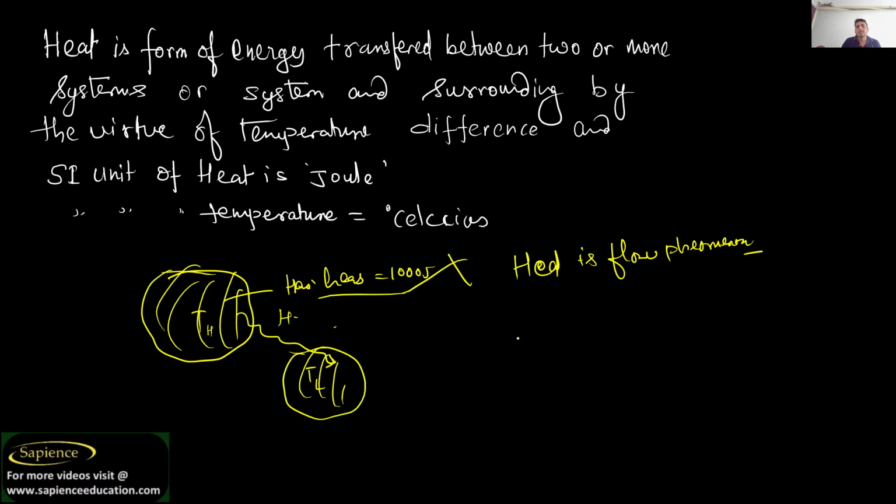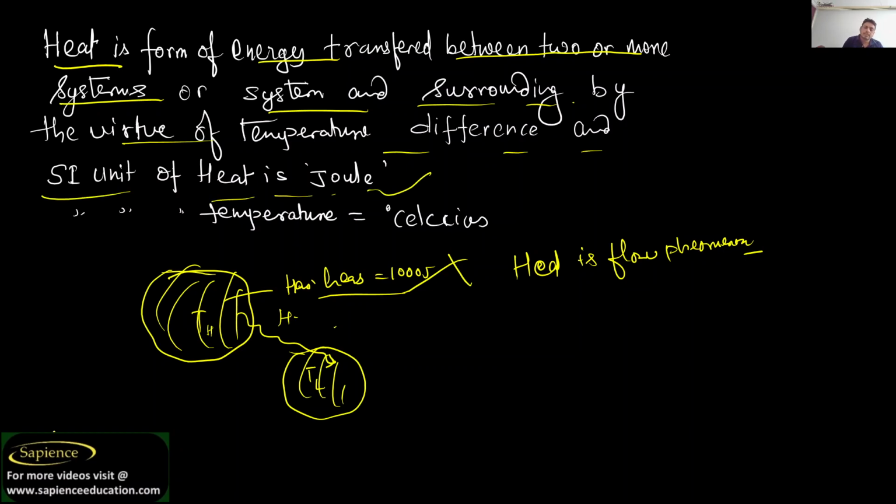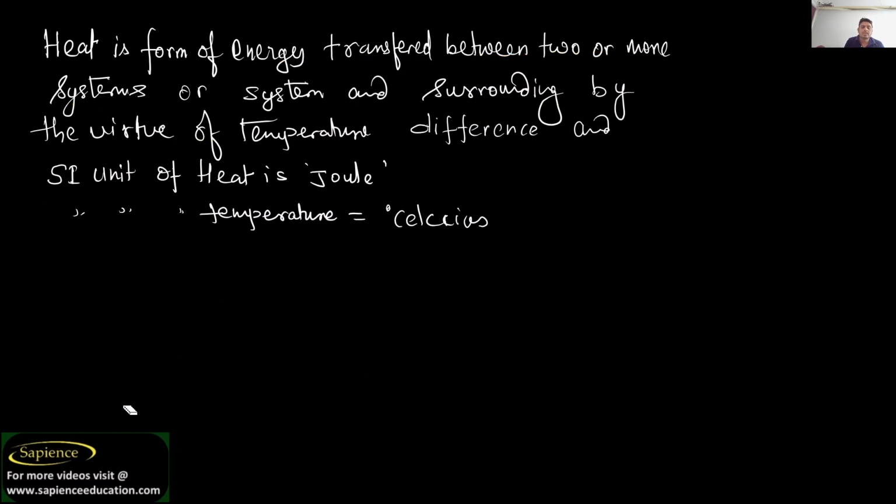Now let us see what we have written. Heat is a form of energy transfer between two or more systems, or system and surrounding, by virtue of a temperature difference, and the SI unit of heat is joule. See, from one system to another system.